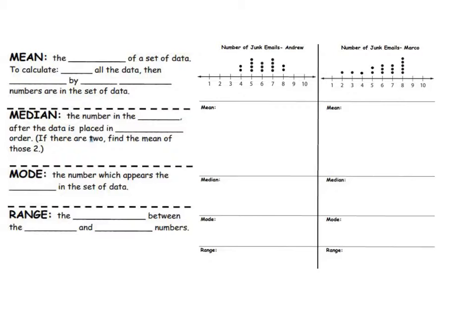Okay, so mean is the average of a set of data. To calculate, you would add all the data, then divide by how many numbers are in the set of data. So basically, the mean is an average.